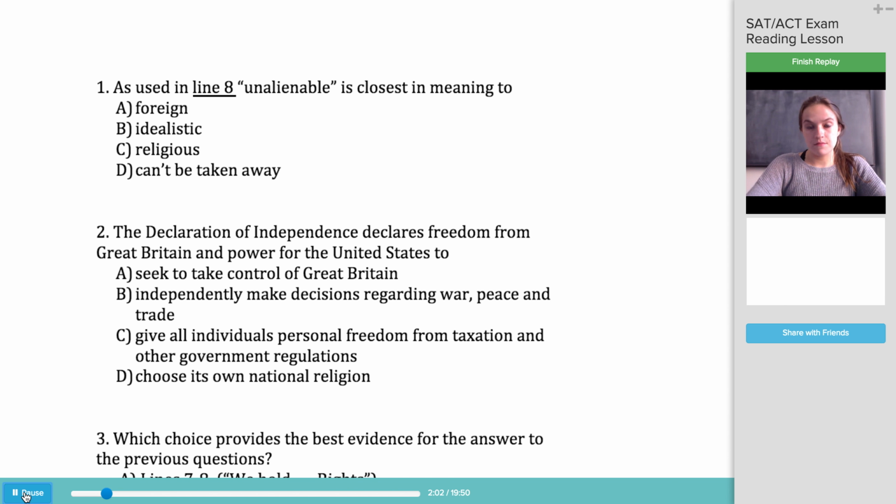For example, in these questions, question 1, we see line 8. So at the beginning of the passage, relatively. Question 2, there's no line number. It seems more of a general question about what the Declaration of Independence is declaring. Question 3, there's no lines. Question 4, line 21. So it's going to be a little bit later near the end of the passage, as this passage is only about 30 lines long.